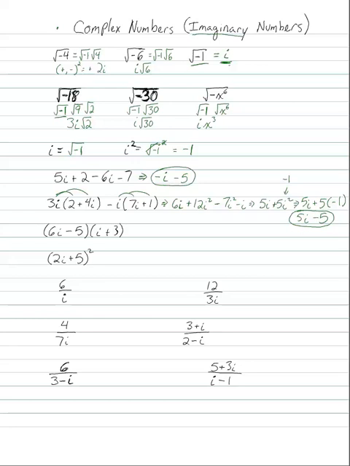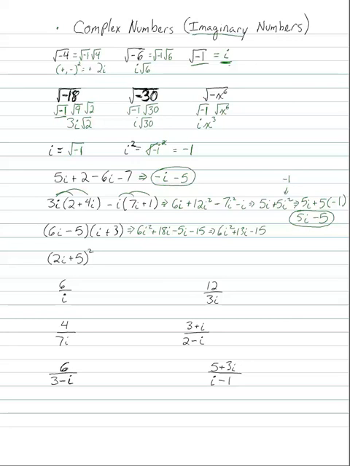Let's try another one. Say I'm going to FOIL. 6i minus 5 times i plus 3. I can just FOIL, again, treat it like it's a variable. So 6i squared plus 18i minus 5i minus 15. Again, combine like terms, so 6i squared plus 13i minus 15.